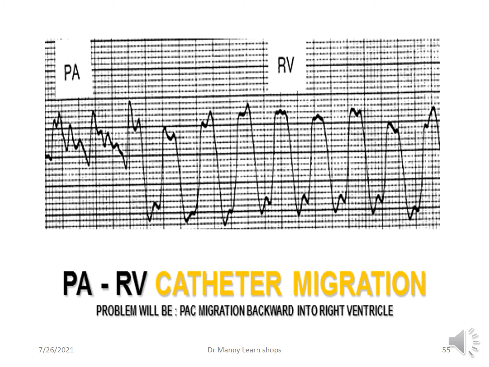Then you've got the PA, right ventricular catheter migration. So you may have retrograde migration of the catheter out of the pulmonary artery from the pulmonary valve back into the right ventricle. And there you'll see the right ventricular waveform. That's potentially problematic as well, because apart from the fact that it's not giving you the information that you want, this can cause cardiac dysrhythmias, such as ventricular tachycardia, even ventricular fibrillation, irritating the right ventricle.